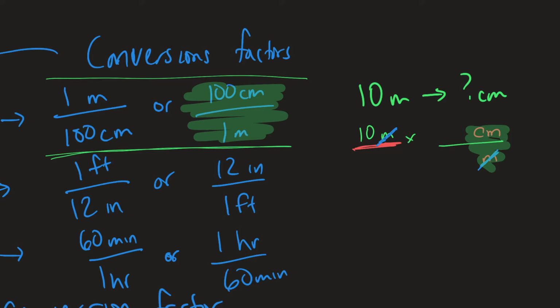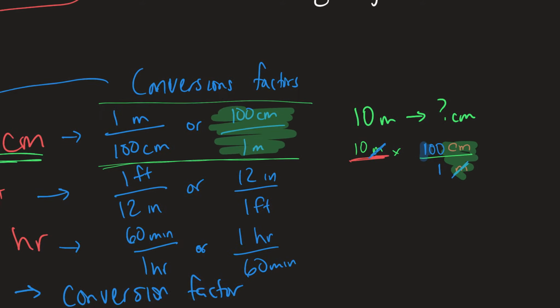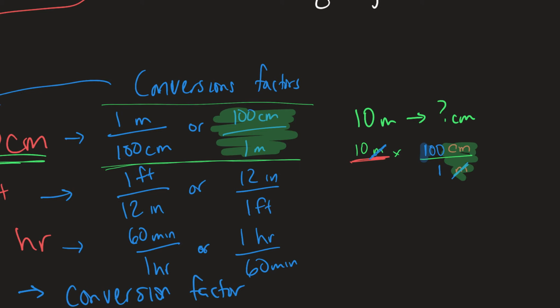And so then basically you're just going to rewrite this where you have 100 centimeters on the top. Sorry, I used the wrong thing. 100 centimeters at the top, 1 meter at the bottom. And this is my conversion factor. Okay, and so all I have to do is 10 times 100, and that's going to get me my answer in centimeters. Okay, let's look at another example.